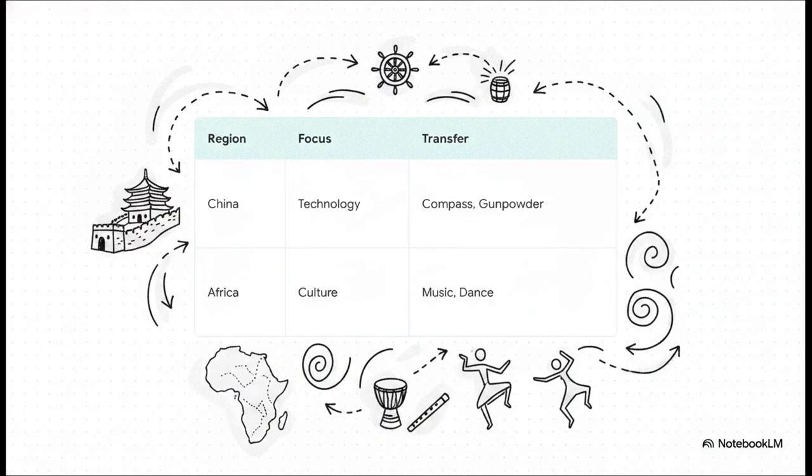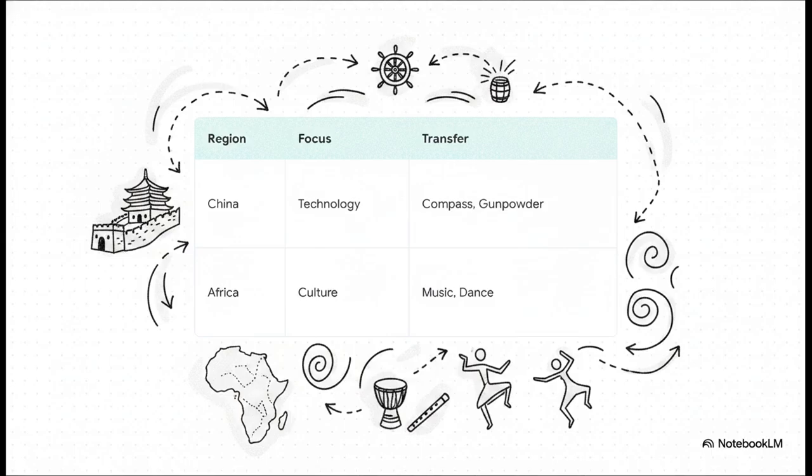The Middle Ages were definitely not a time of isolated people just hiding away in castles. It was an era of incredibly dynamic global movement. And it's fascinating to see how geography literally dictated what moved and where. Vast overland and maritime trade networks coming out of China moved absolute game changers, technologies like the magnetic compass and gunpowder all across the world.